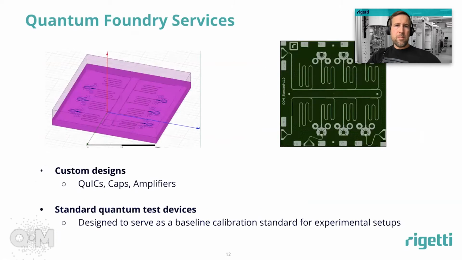We're also using this quantum fab to provide quantum foundry services where customers and users can send us designs for integrated circuits, quantum integrated circuits, caps, amplifiers, as well as we offer standard quantum test devices. So if you're building a new setup in your lab and you want to test the performance and benchmark it and calibrate it against a known device, we're able to measure devices fully in our fridges and send them to you for your measurement as well, so you can calibrate, identify any issues or areas for improvement for your system.